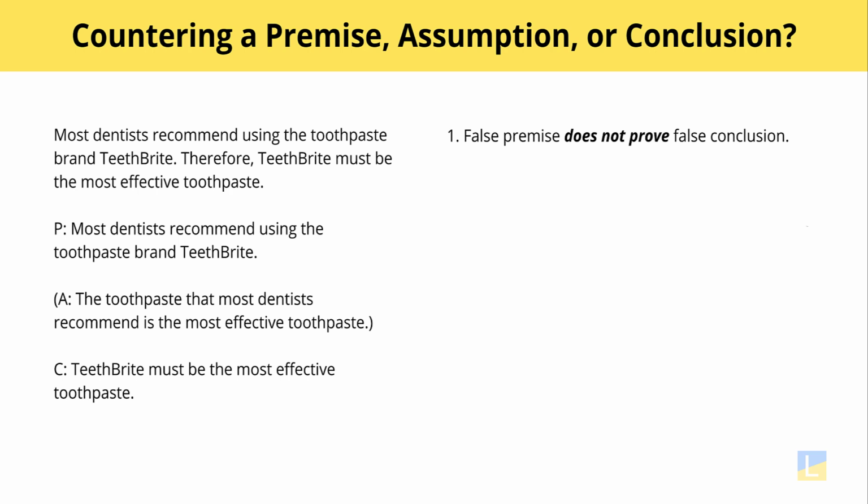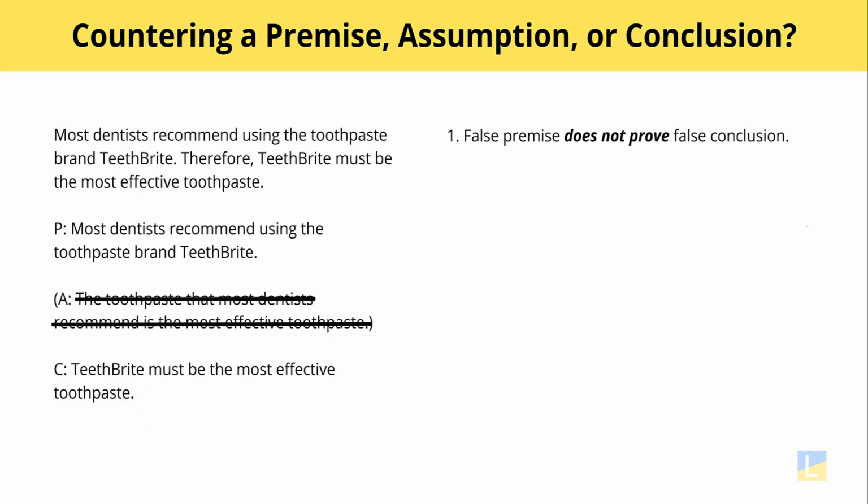But let's say it turns out that this premise is actually true. Most dentists do in fact recommend using the brand Teeth Bright. But what if we learn that this assumption actually is not true? That, you know what? The fact that dentists are recommending a particular brand does not mean it's the most effective, because maybe Teeth Bright was paying them off, and so their recommendation was based on something besides the effectiveness of the toothpaste. If it turns out that this assumption is not correct, does that prove that Teeth Bright is no longer the most effective, that it's not actually the best?